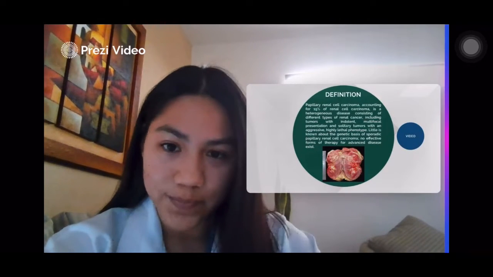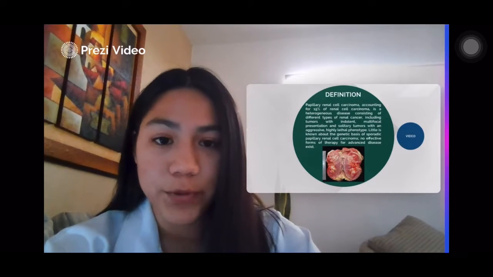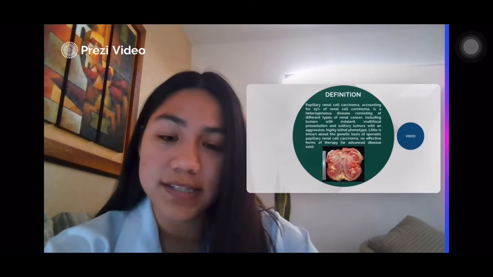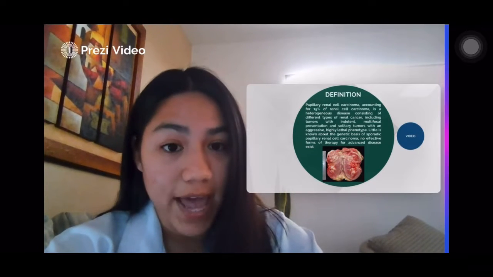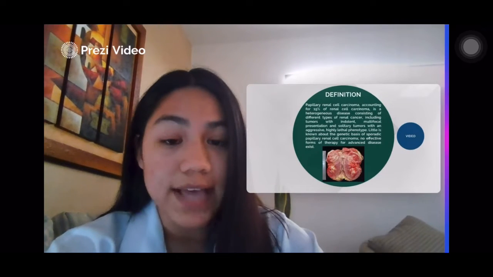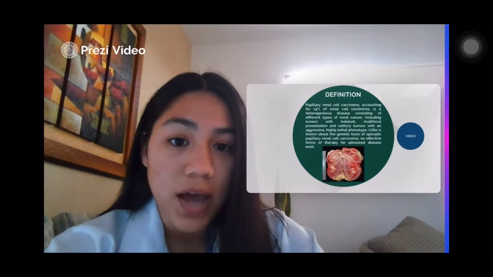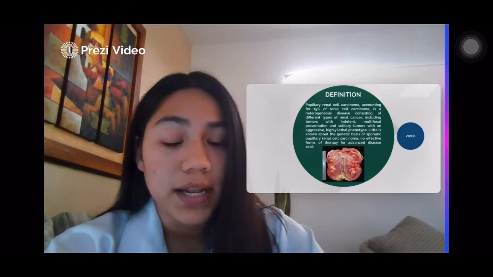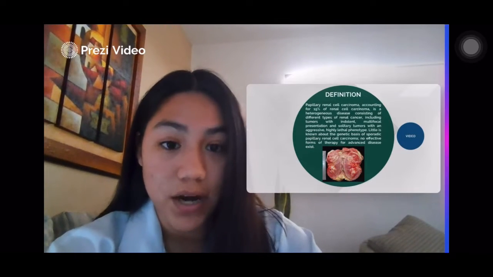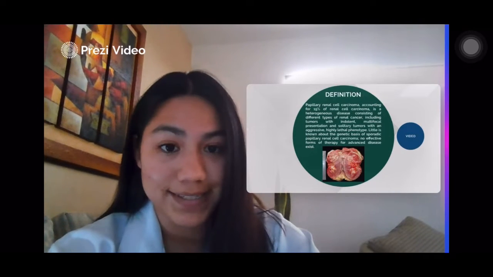First, the definition. Papillary renal cell carcinoma, accounting for 15% of renal cell carcinoma, is a heterogeneous disease consisting of different types of renal cancer, including tumors with indolent, multifocal presentation and solitary tumors with an aggressive, highly lethal phenotype. Little is known about the genetic basis of sporadic papillary renal cell carcinoma. No effective forms of therapy for advanced disease exist.